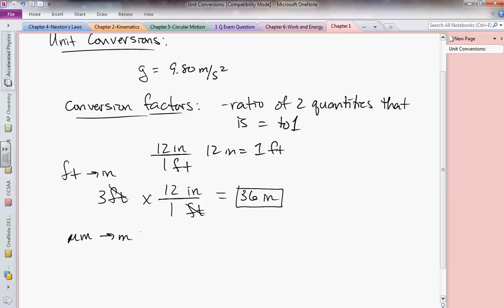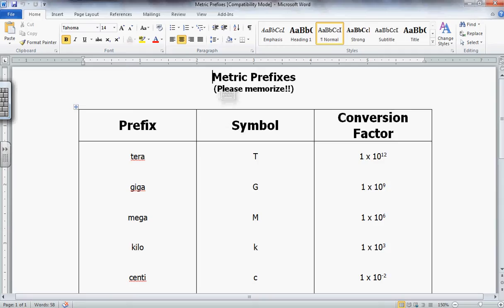And in fact, there's a lot of metric prefixes that you need to memorize. The list is shown here. Please copy them down in your class notes, commit them to memory, and I'll show you in a little bit why that's going to be so important.